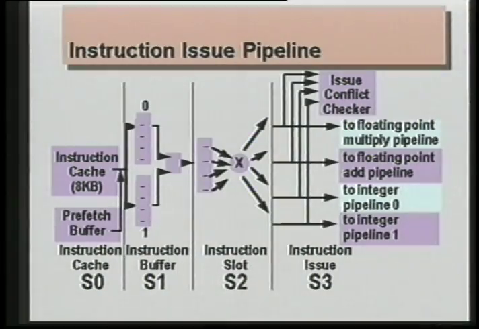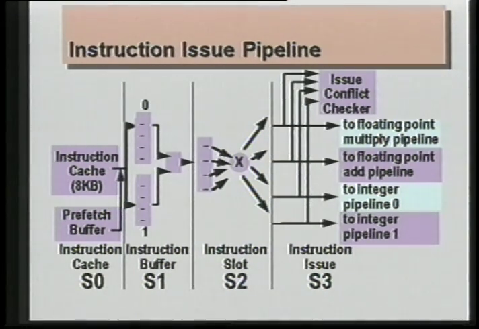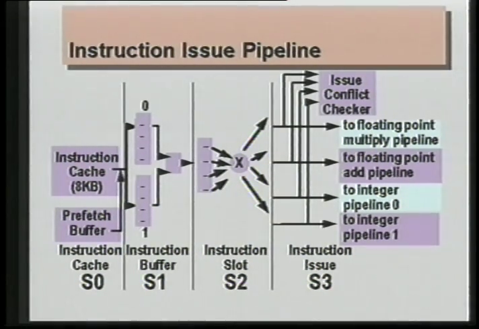Okay, I'm going to talk about the instruction unit in more detail now. This is a diagram of the instruction issue pipeline. It shows the 4 stages, which are instruction cache, instruction buffer, instruction slot, and instruction issue. The instruction cache stage contains an 8K byte virtual instruction cache that's direct mapped, and a prefetch buffer that holds 4 blocks. Each block is 32 bytes in size. The prefetch buffer is also a stream buffer in that misses from the instruction cache can hit in the buffer, and there's an address CAM for each block.